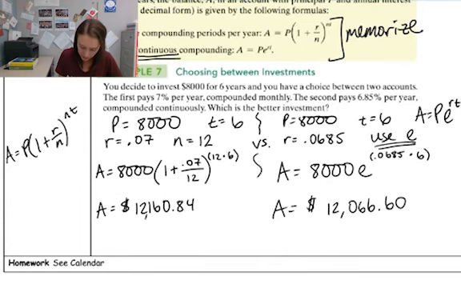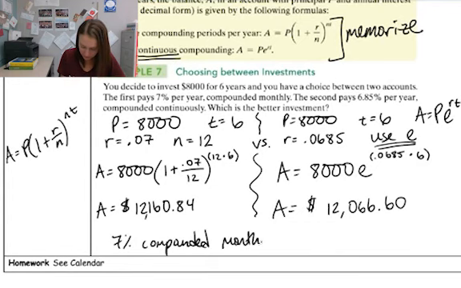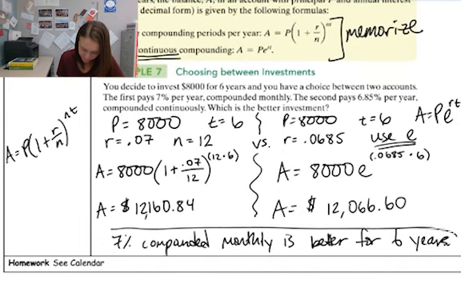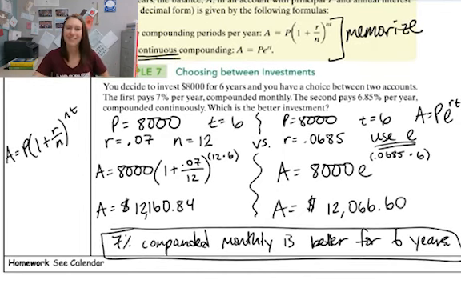So let's write our conclusion here. We've got a 7% compounded monthly is better for 6 years. All right, and that's it for today's lesson.